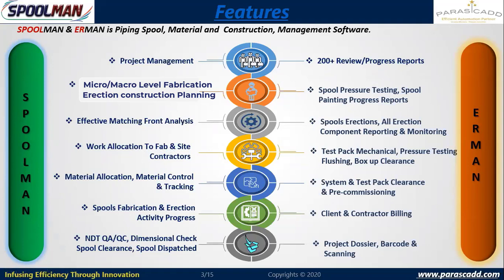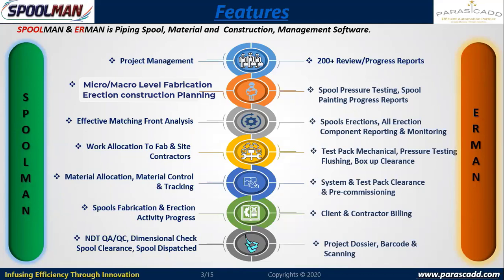Once the front analysis and the results are available, say out of 1 lakh inch dia or out of 2 lakh inch dia, I can fabricate 40,000. I have scope for 40,000 inch dia. And to which production group can I allocate? Okay, I allocate 10,000 to production group 1, 20,000 to production group 2, which is a bigger group, and remaining 10,000 to production group 3, or to contractor 1, contractor 2, contractor 3. So I can allocate and distribute the work.